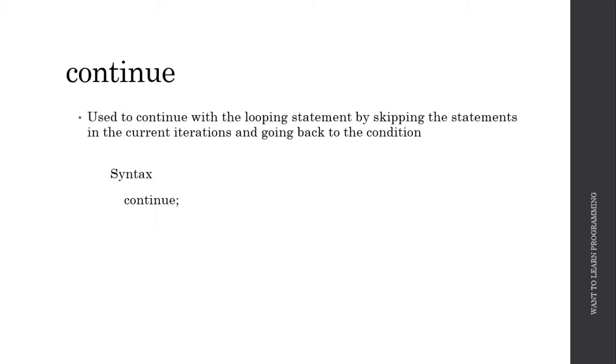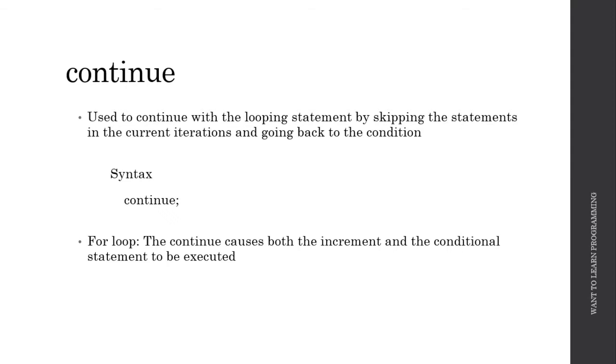So let's look at how this differs. For a for loop, the continue causes both the increment and the conditional statement to be executed. As we know, in the for loop, the initialization, increment and conditional statement are given inside the for loop. So when continue is encountered inside a for loop, it will skip all the statements in the current iteration and go back to the for loop, increment the value present in the increment section, and then check whether the condition is true or false. If it is true, it will execute the statements. If it is false, it will come out of the loop.